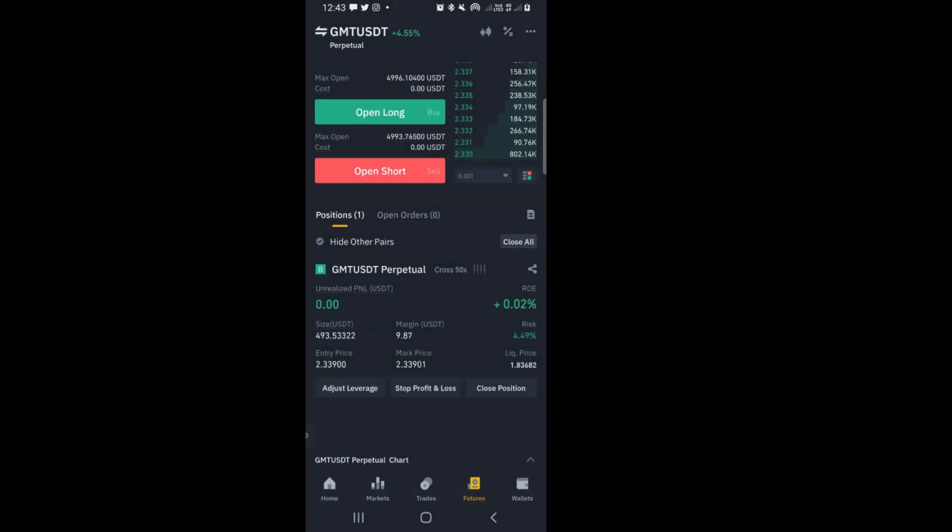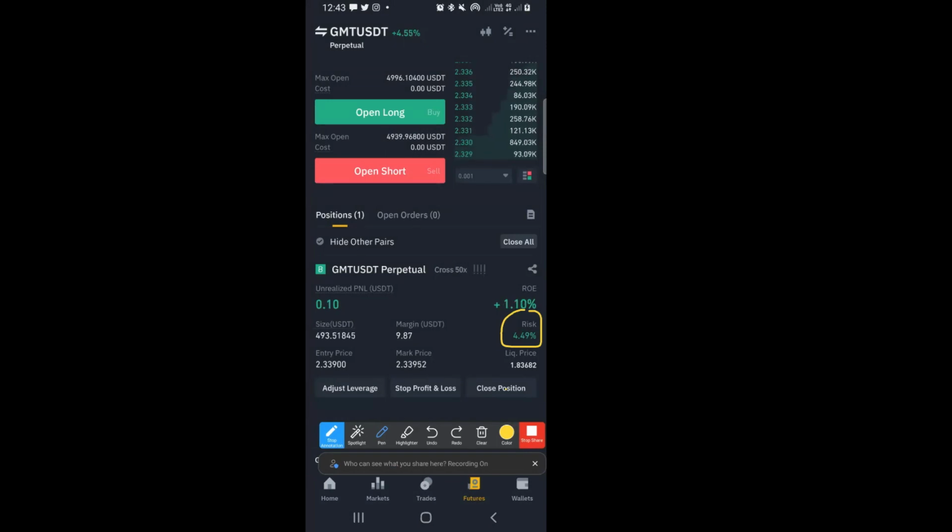Take note of that. The only thing that will affect my risk now is me closing some portion of this. You see, my risk now is 4.49. It's going to decrease if I'm making profit. It's going to increase if I'm losing.